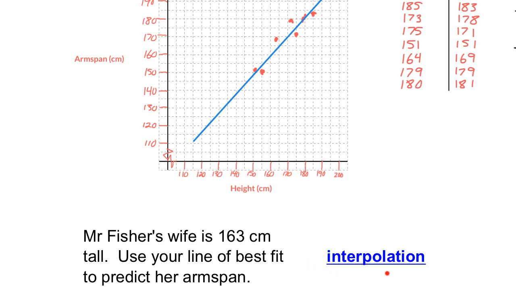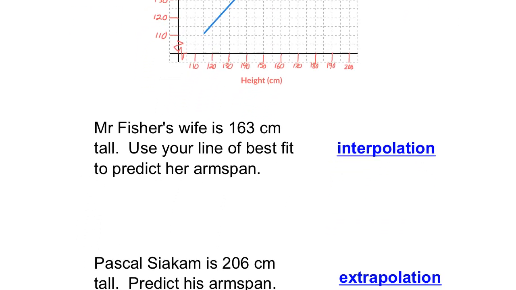Now, I have this word off to the side, interpolation. Interpolation is when you are making a prediction for values that are within the points that you have recorded. So that 163 centimeters, that's within these points that I already have on the graph. My next question is an example of extrapolation.